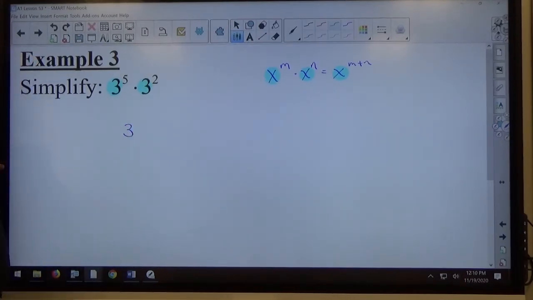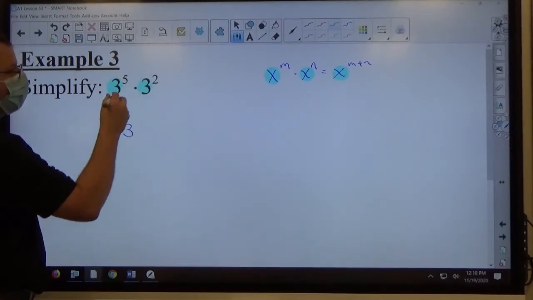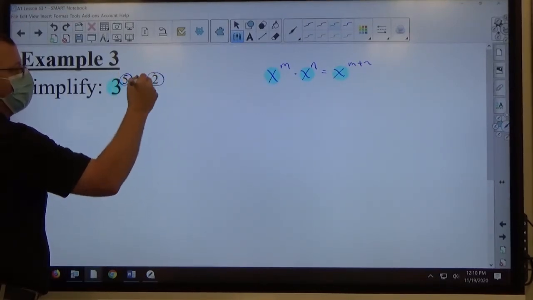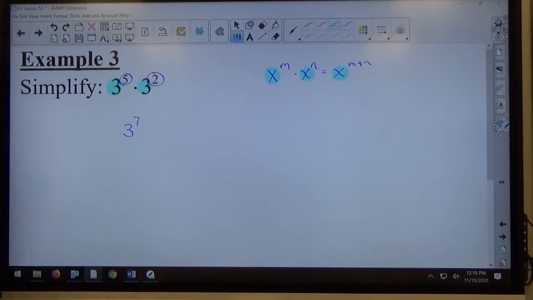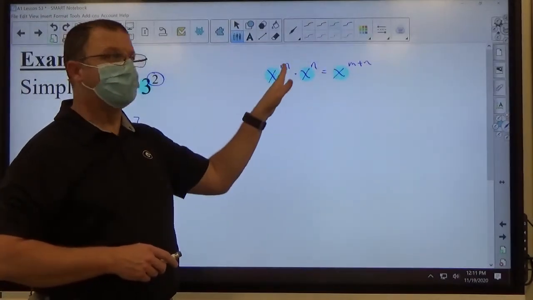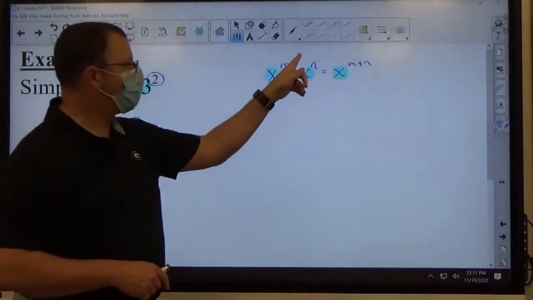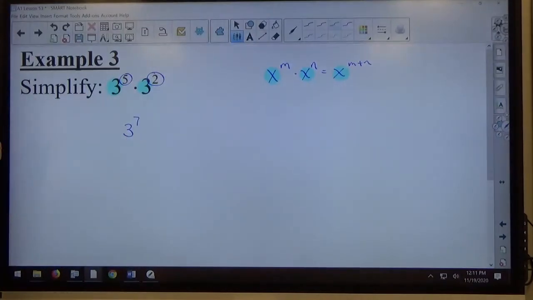but 3. And then the rule says what I'm supposed to do after I rewrite the base 3 is I'm supposed to take this power plus this power. 5 plus 2 makes 7. Three to the 5th times 3 to the 2nd makes 3 to the 7th. Again, it does not make 9 to anything. The rule does not say x times x equals something other than x. X times x equals x. 3 times 3 equals 3. Power plus power is what you put on the answer.